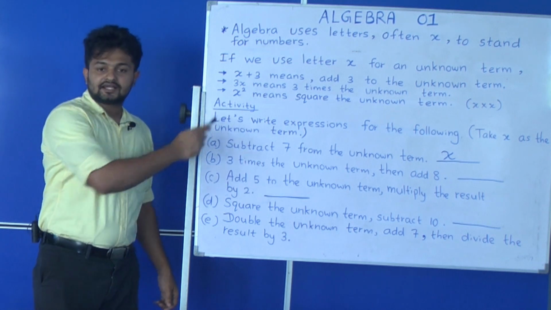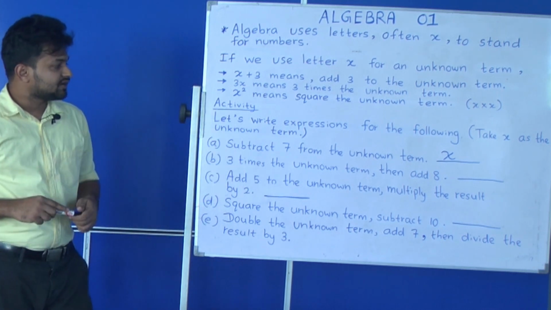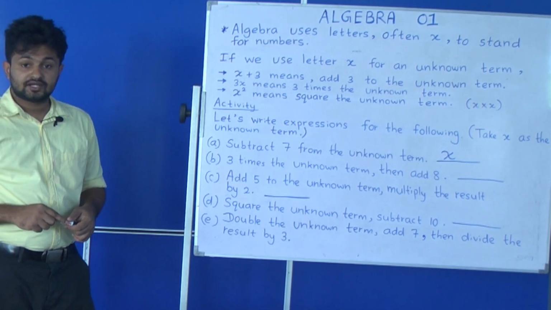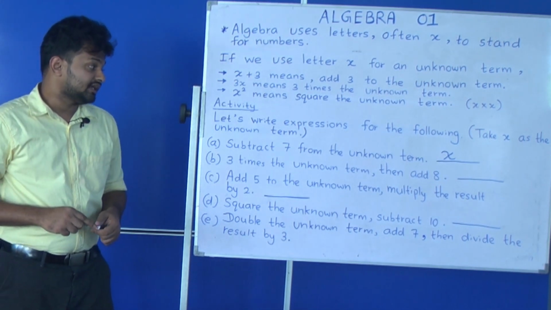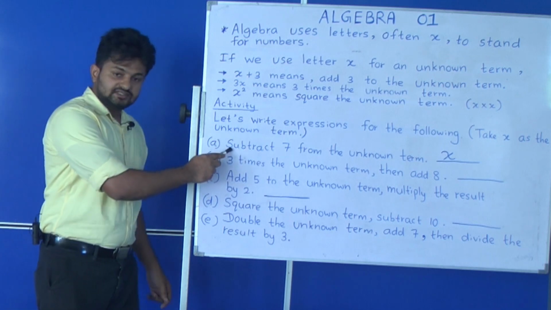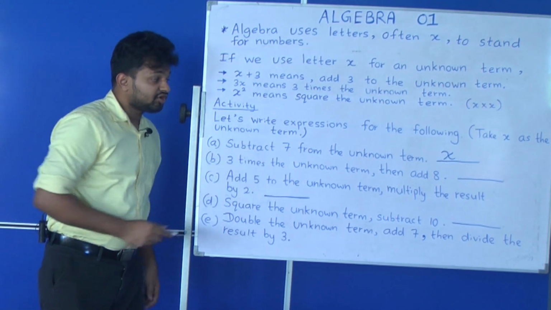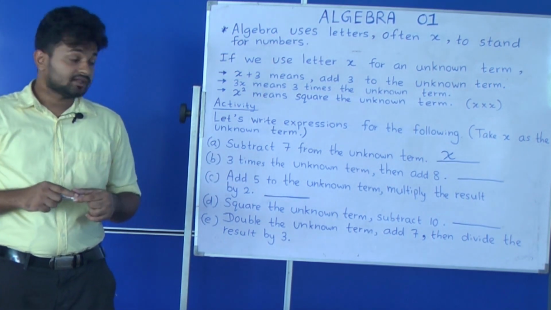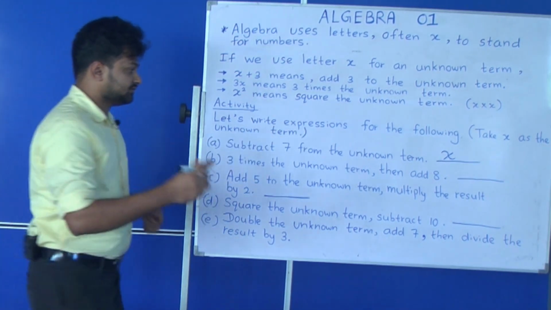Now let's try this activity. Let's write expressions for the following. Take x as the unknown term. That is the question you are getting now. First one, subtract 7 from the unknown term. So what is the unknown term that we are using? That is x.